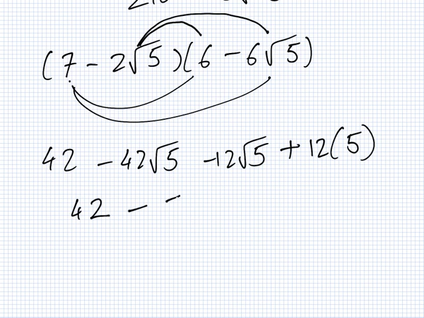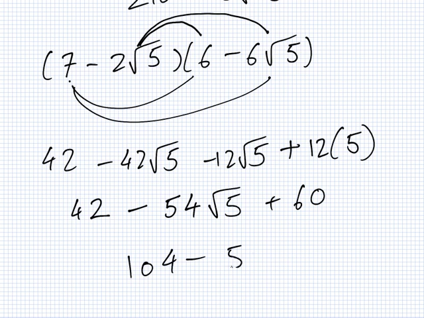42 minus 54 root 5 plus 60. So that is 102 minus 54 root 5. And clearly, this, 102, of course it is. Okay, and clearly the 5 is already simplified. Okay, so we'll do another example.